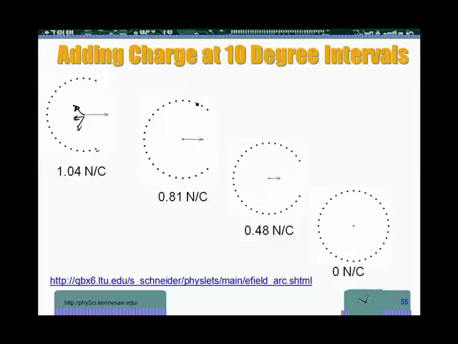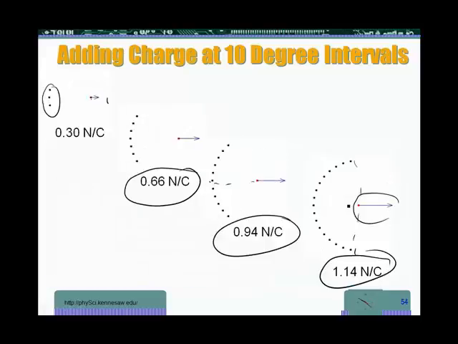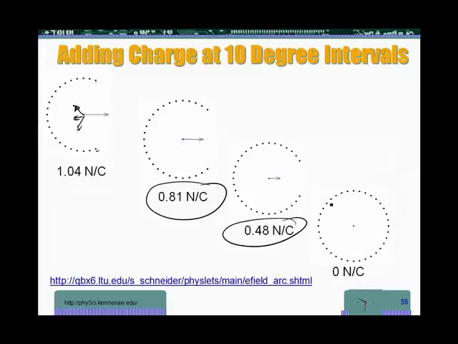And as I keep adding charges along the circle, that horizontal component of the electrical field is starting to diminish, getting even smaller. So when I have a full circle, what you need to remember is half the circle is producing an electrical field in this direction. The other half is producing an equal electrical field in the opposite direction, such that the overall electrical field is going to be zero. You can check the simulation at that website if you want to.